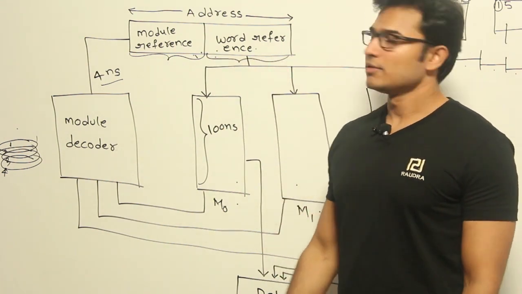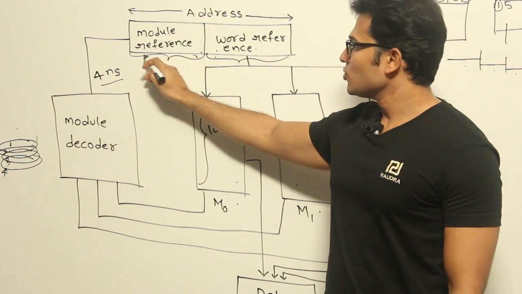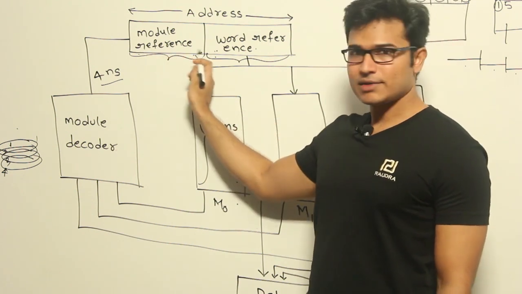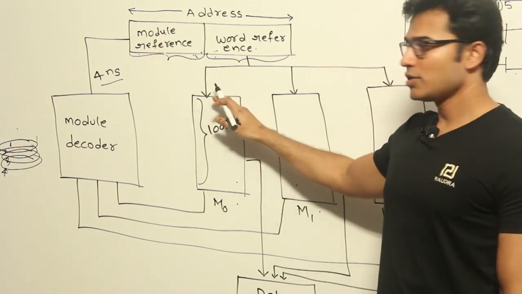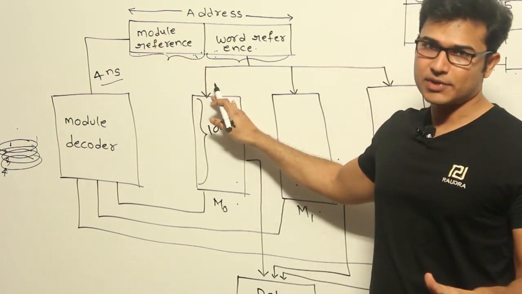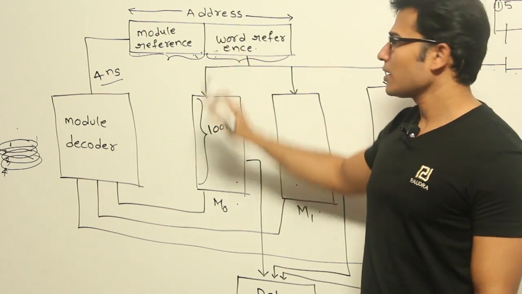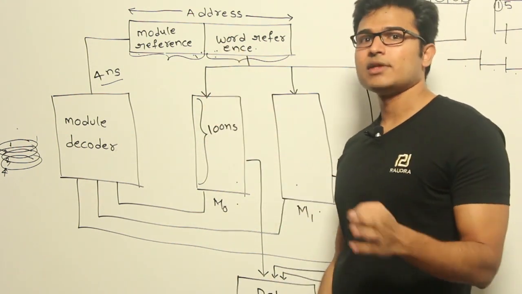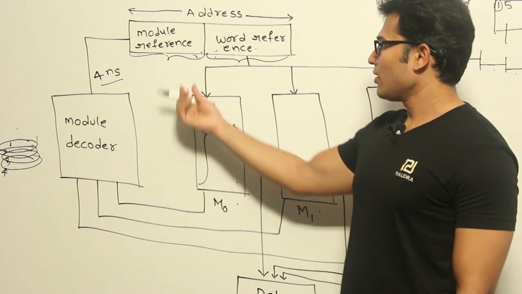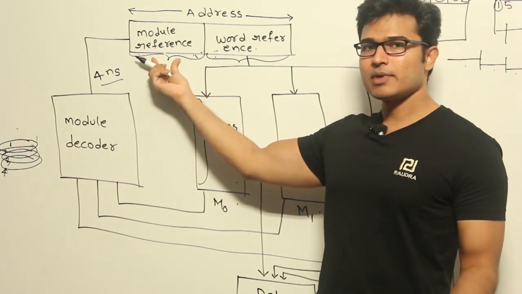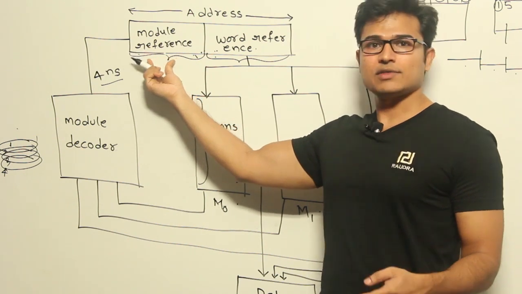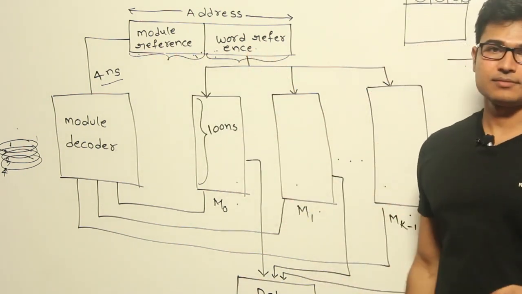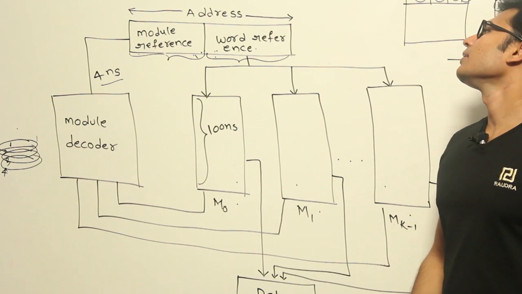Got it? So you should divide the address into 2 parts: one part of the address identifies the module in which that particular word is present, and the second part finds out which word it is within that module. The part giving us the memory module number may be at the beginning of the address or at the end. Now let us say it is at the beginning.